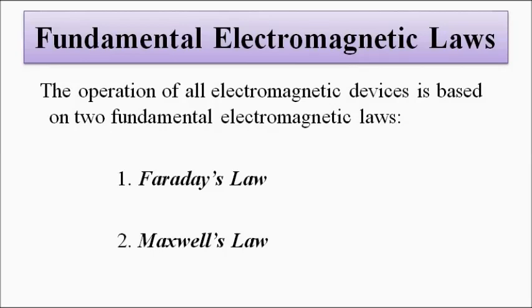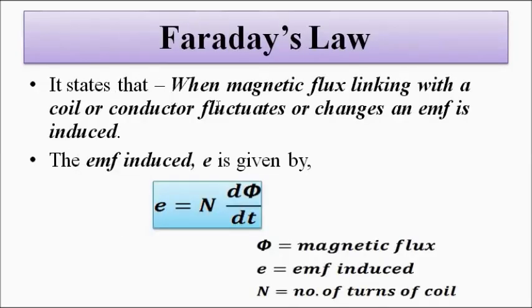So Faraday's law states that when magnetic flux linking with a coil or conductor changes or fluctuates, an EMF is induced. That EMF induced is given by N d phi by dt, where phi is the magnetic flux linking with that conductor, the fluctuating magnetic flux is what induces the EMF, and N is the number of turns of the coil.